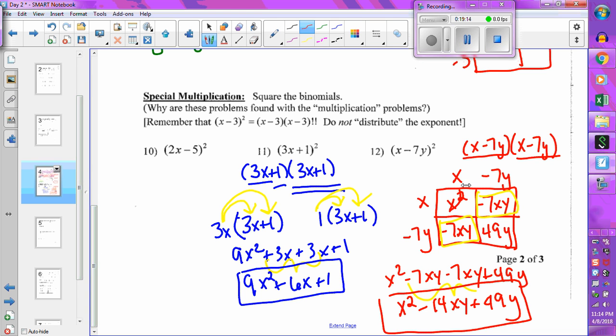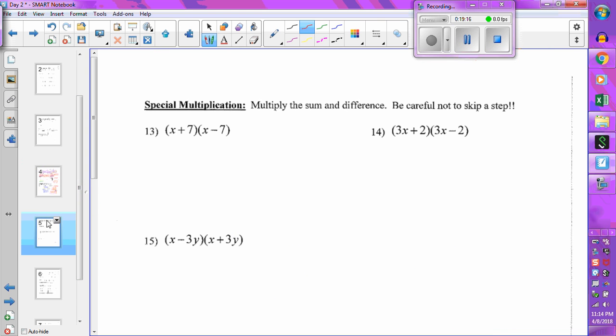All right, so you guys should have all of this down on your paper. Let's move along to the next one. So here, we're going to multiply the sum and difference. When we're multiplying the sum and difference, we are multiplying one binomial that's a sum, a plus, and one that's a difference, which is a minus. So we're multiplying our binomials.